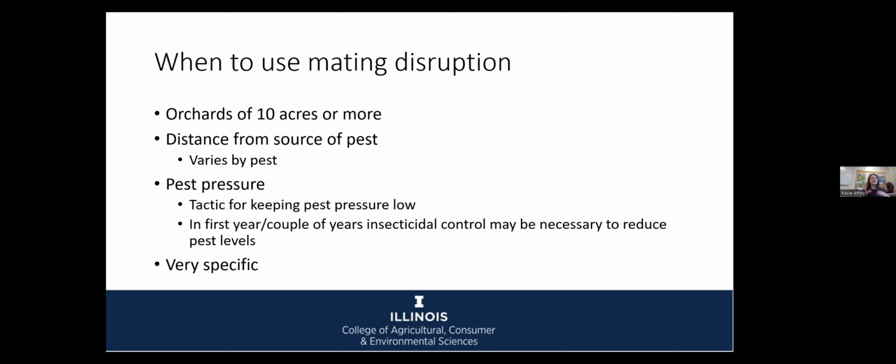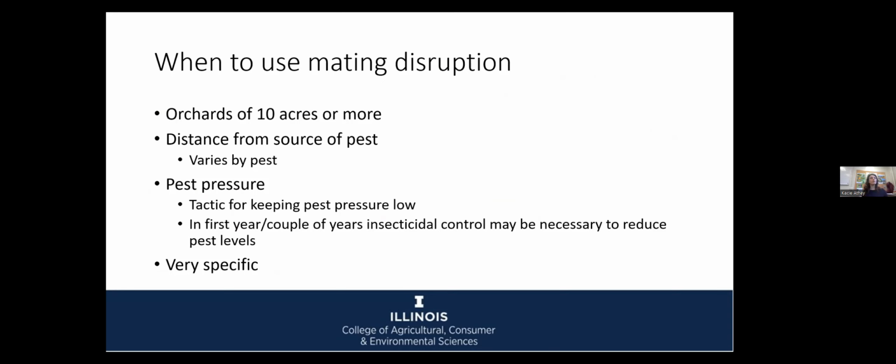Now, as a beginning apple grower, depending on how large your orchard is, there's something to keep in mind about this type of technique. It is for orchards that are a bit larger. A lot of the labels on these will say 5 acres or more, but really you're wanting 10 acres or more. And it does matter. Here, bigger is always better as far as your acreage goes, and your distance.